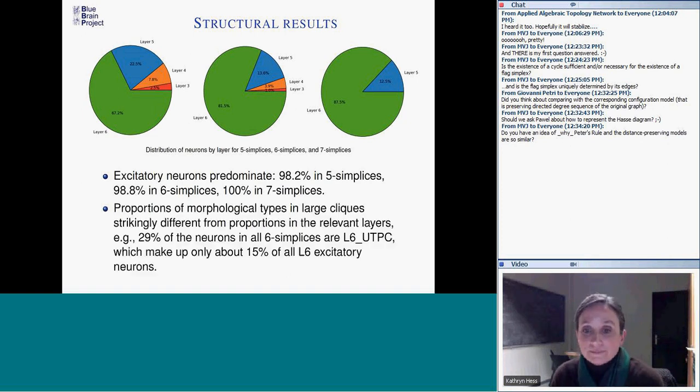Somehow it makes sense. And which morphological types show up in these large directed cliques? There are certain morphological types that are really overrepresented compared to their density in the population of all neurons. So there's one, what they call the untufted pyramidal cells, the UTPCs in layer 6, that make up 29% of all the neurons in 6-simplices, but are really only 15% of the layer 6 excitatory neurons. So for me, this is botany for the time being. This is just examining and saying what is there, and then we'll try to figure out whether it really means anything. But at least we see the patterns that are coming up, the structural effects.